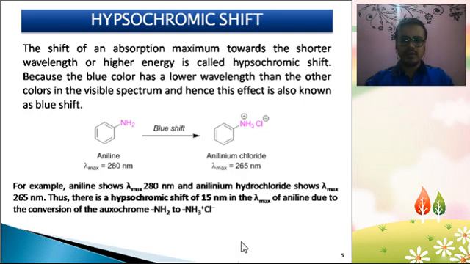For example, aniline, which has an absorption maxima of 280 nanometer, undergoes a blue shift when it is converted to anilinium chloride. So here the oxochrome undergoes a conversion to form an ionic compound. As soon as it forms an ionic compound, the absorption maxima reduces to 265 nanometer. So here aniline undergoes blue shift.